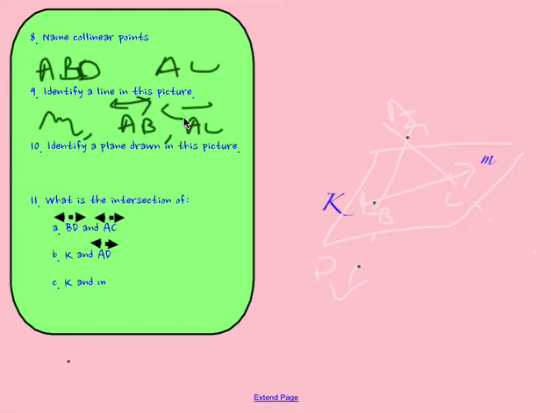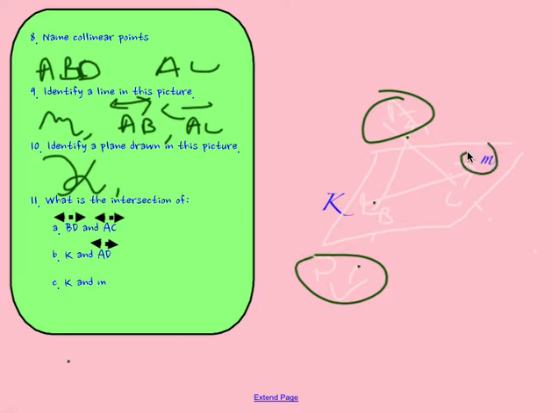Then for number 10, identify a plane drawn in this picture. Well, we could do it by the capital cursive letter, which is K. We can also do it by 3 points that are actually on the plane. Note that A and D are not on the plane. So the only letters that are on the plane, we're going to have to add another one. We'll call this E. Okay, so we could do B, C, E, because they have to be directly on the plane.